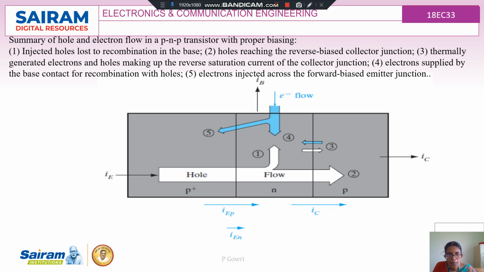To consolidate the video, we can say that in the transistor we have three components, and the biasing is very important here. The emitter should be heavily doped, the collector should be moderately doped, and the base should be thin and also lightly doped.